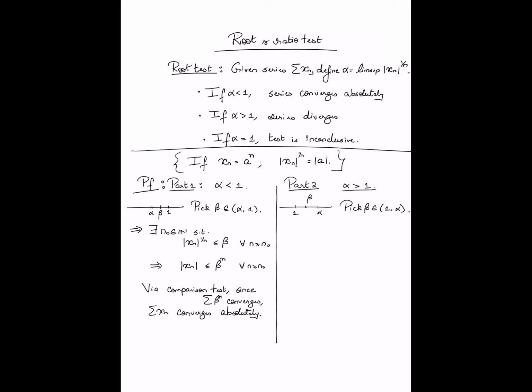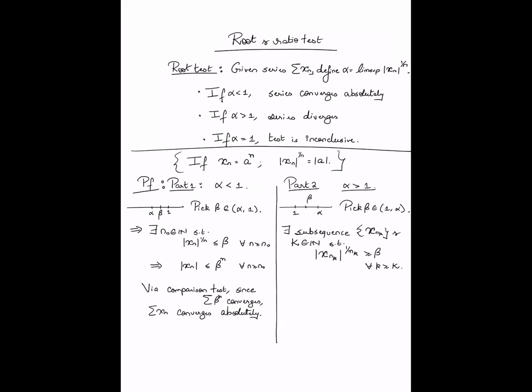So let me write this down and then, if it's not clear, I'll justify why this is true in a bit. There exists a subsequence xnk, and let's say a natural number K, such that along this subsequence, mod xnk raised to 1 by nk is in fact greater than or equal to beta for all k greater than capital K.